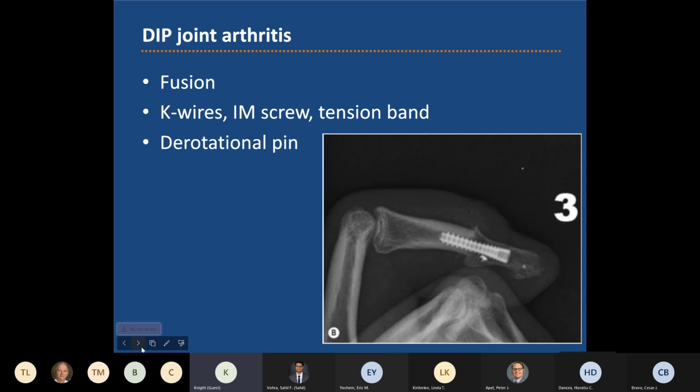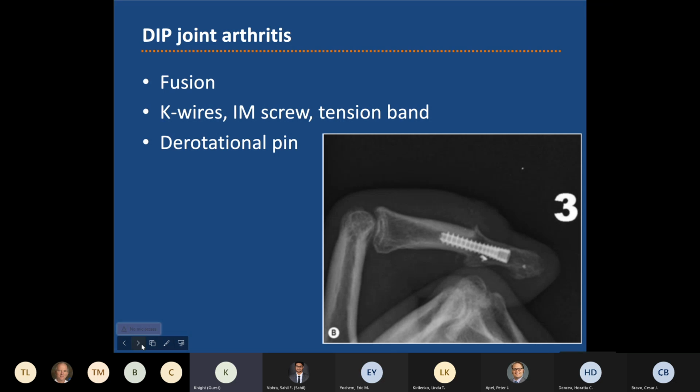Certainly with a DIP joint, fusion is, I think, the gold standard as far as arthritis of the DIP joint. There have been several studies where they simulate a fusion at the DIP joint, and there's no difference in functional outcomes. You want to fuse the joint about 0 to 5 degrees, particularly at the fingers, and your goal is a solid fusion, and I generally do very well with that.